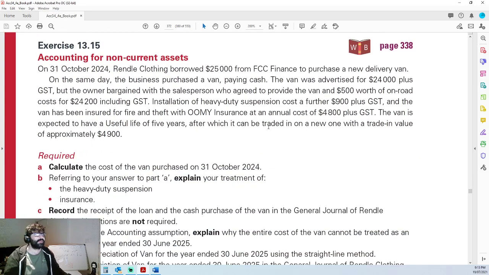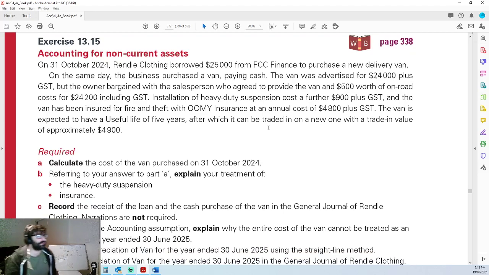So, accounting for non-current assets. On the 31st of October 2024, Rendell Clothing borrowed $25,000 from FCC Finance to purchase a new delivery van. On the same day, the business purchased a van paying cash. The van was advertised for $24,000 plus GST, but the owner bargained with the salesperson who agreed to provide the van and $500 worth of on-road cost for $24,200, which includes GST.